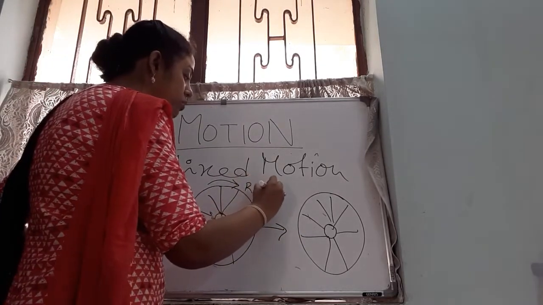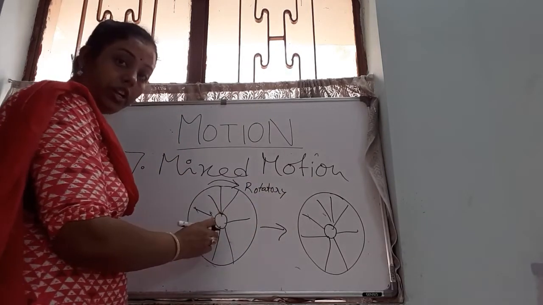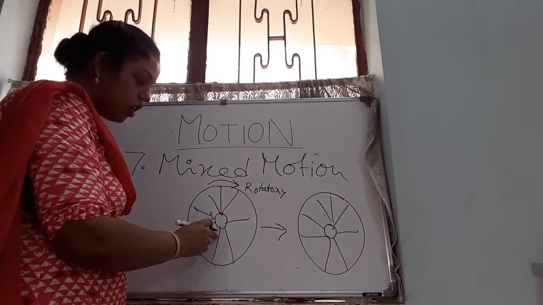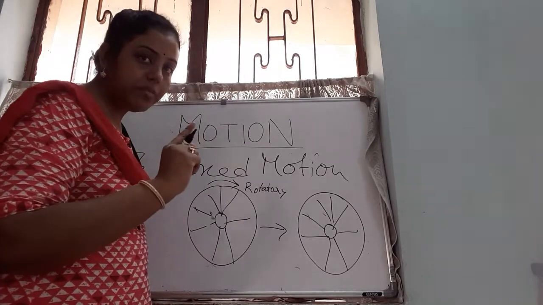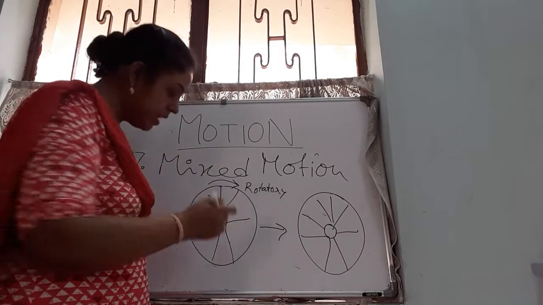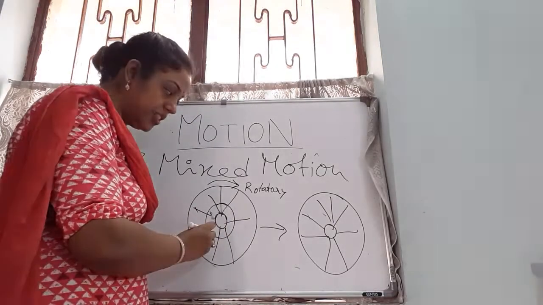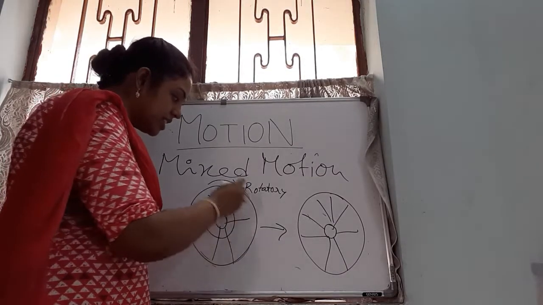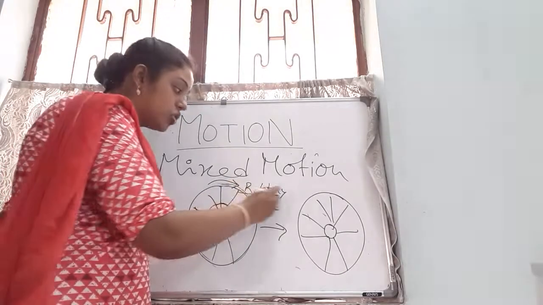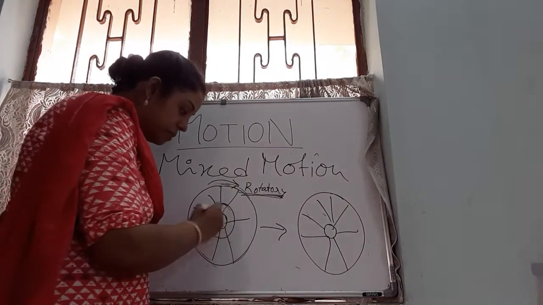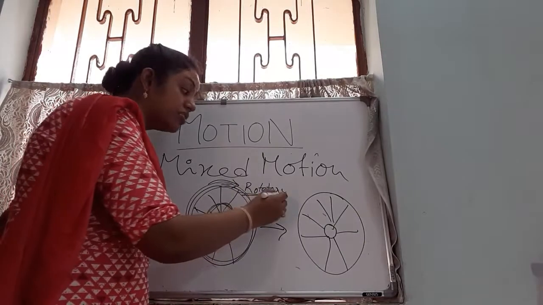What is rotatory motion? In rotatory motion, the parts of the object moving around the axis do not travel the same distance in the same time. Means the part that is near the axis travels less distance, whereas the part that is away from the axis travels more distance. So this part is traveling less distance, this part is traveling more distance. That's why it is rotatory.